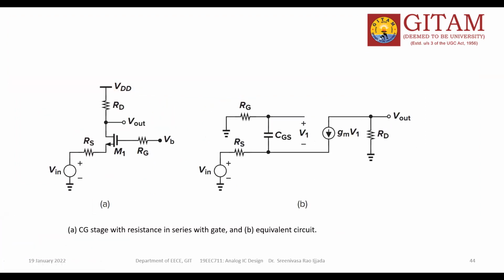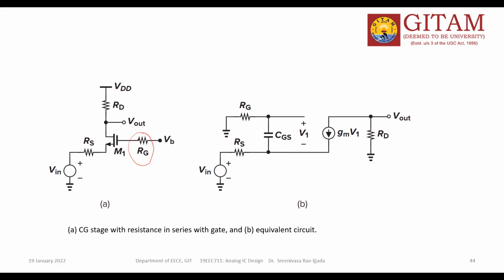And one more thing, what is that? This is also the common gate configuration. So assume all the above analysis, whatever analysis we have done, everything is with zero gate input resistance, zero resistance in series with the gate. So this is another assumption.